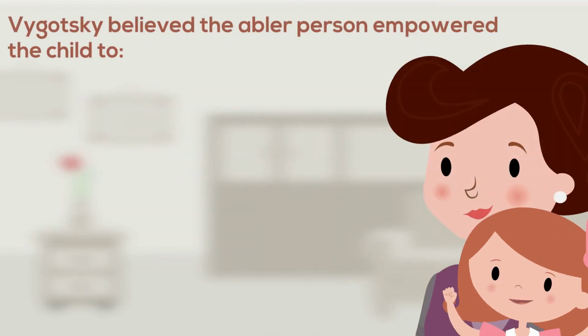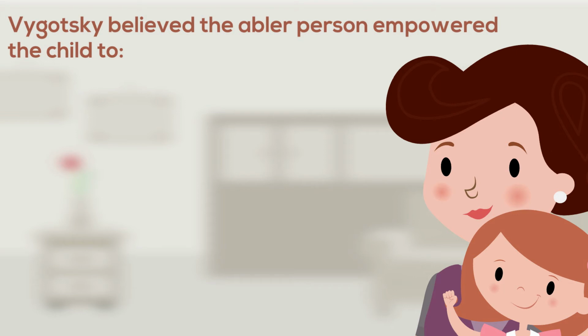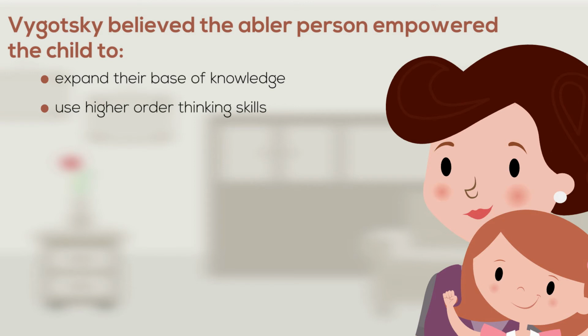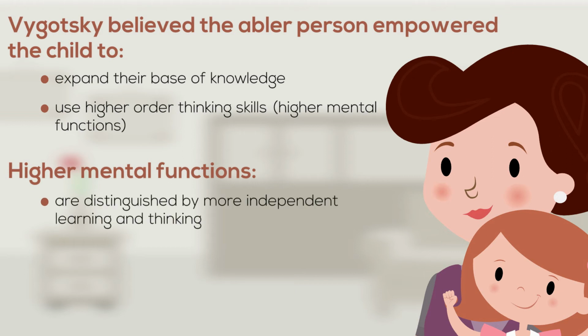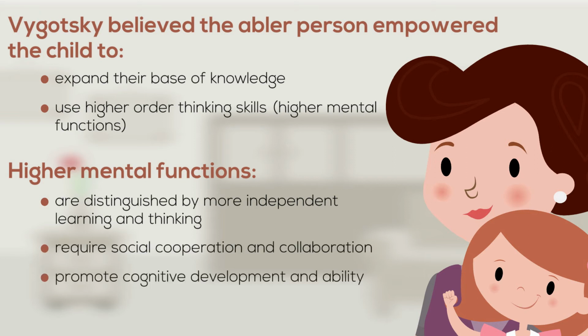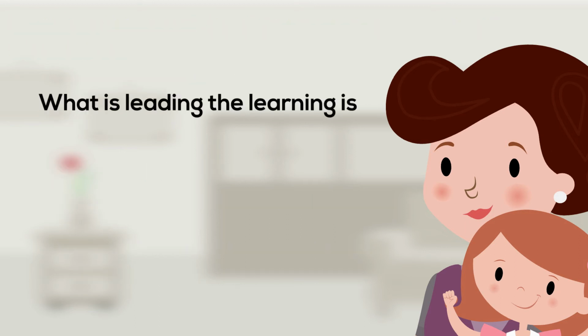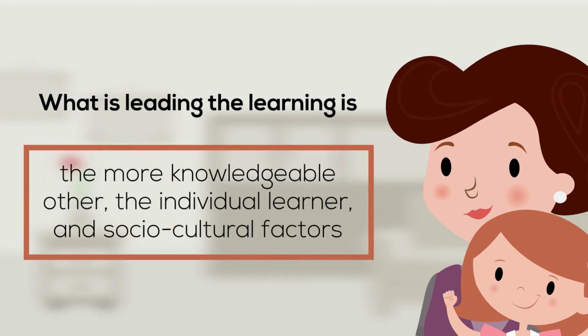Vygotsky believed the abler person empowered the child to expand their base of knowledge and use higher-order thinking skills, thus higher mental functions. These functions are distinguished by more independent learning and thinking on the part of the learner and require social cooperation and collaboration to promote cognitive development and ability. What is leading the learning is a combination of the more knowledgeable other, the individual learner, and sociocultural factors.